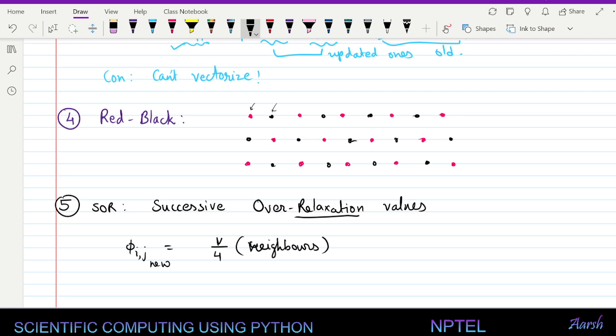Now we say it's some omega by 4, where omega is greater than 1. So this term is higher. And to compensate for that, we say it is plus 1 minus omega times phi ij old. And this omega is greater than 1, in fact between 1 and 2. So this is negative.